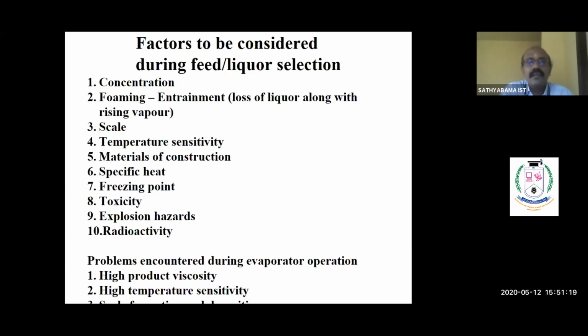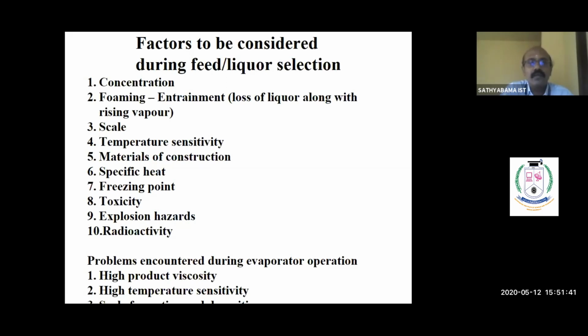Then there are various factors to be considered during the feed or liquid selection. Number one, concentration. Number two, foaming. Number three, scale. Number four, temperature sensitivity. Number five, materials of construction. Number six, specific heat. Number seven, freezing point. Number eight, toxicity. Number nine, explosion hazards, and then radioactivity.